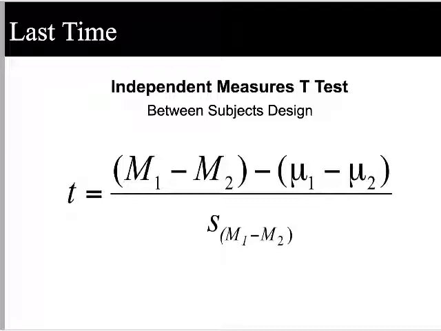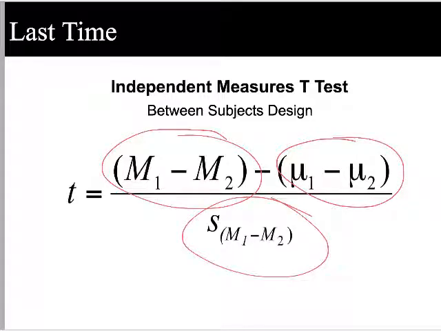But just to reintroduce the formula we worked with last time, in the between subjects design, t was equal to sample mean 1 minus sample mean 2 minus the null hypothesis, which was the hypothesis that the population values were equivalent, or in other words, population 1 minus population 2 equals 0. So this term refers to the null, this term refers to the difference in the sample means, and then the estimated standard error of the mean difference was in the denominator of the t.